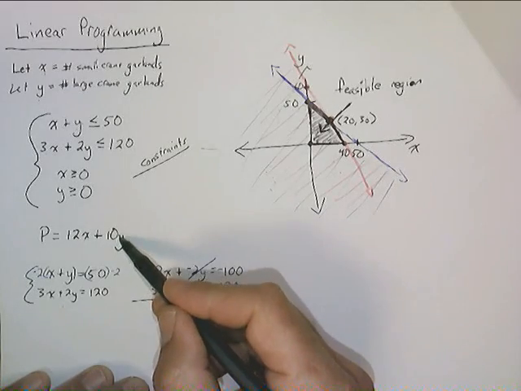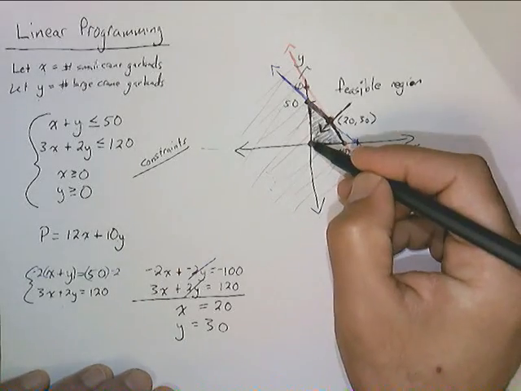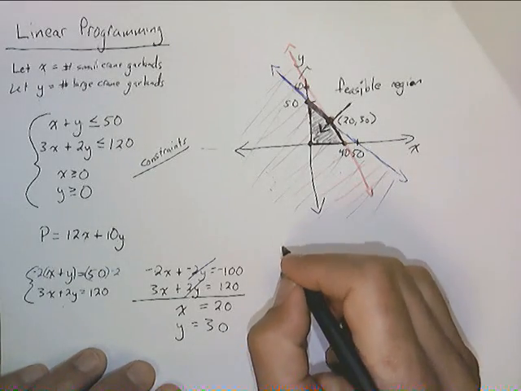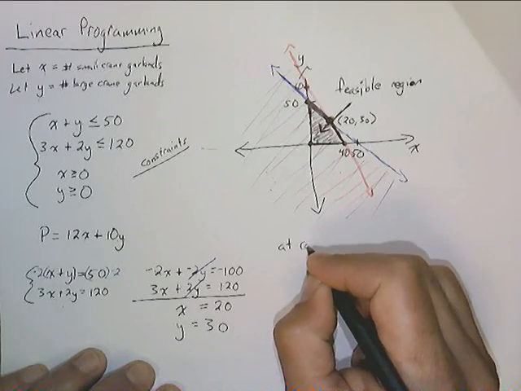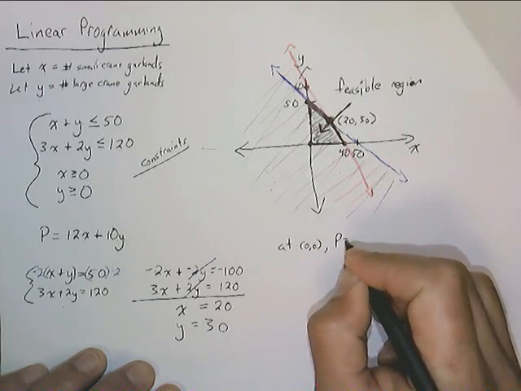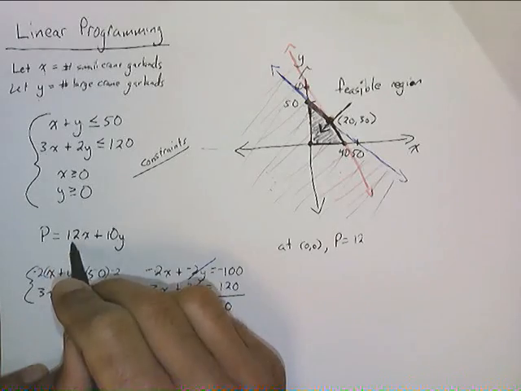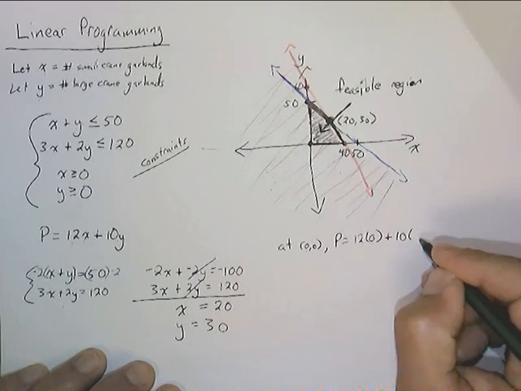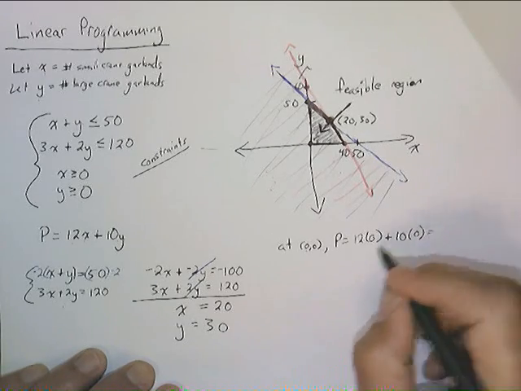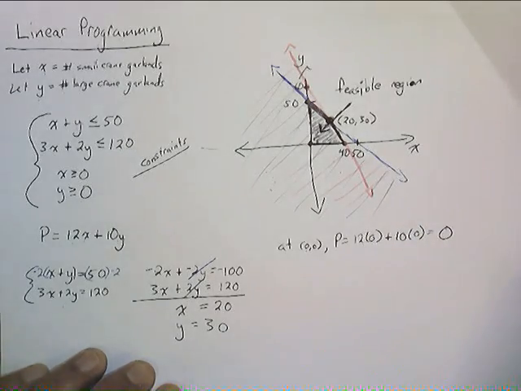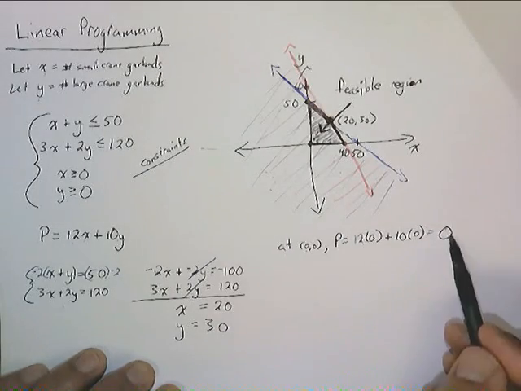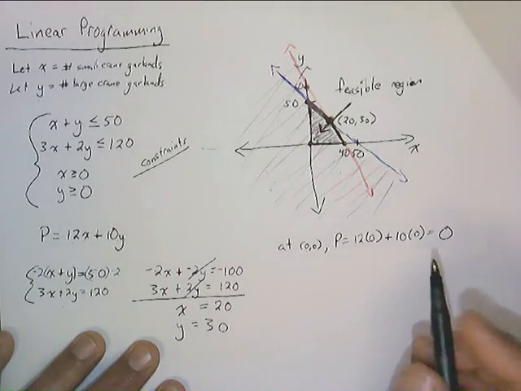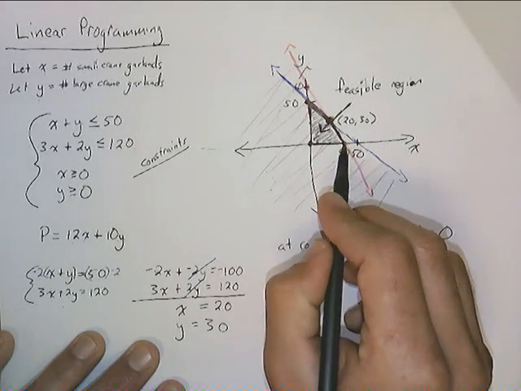So now, in order to maximize our profit function, we just check and see what the profit is going to be at each of these four vertices. So at the origin, profit is going to equal 12 times the x-coordinate of 0 plus 10 times the y-coordinate of 0. 0 plus 0 is, of course, just 0. Meaning if we don't sell any cranes at all, we make 0 money. Makes sense, right?